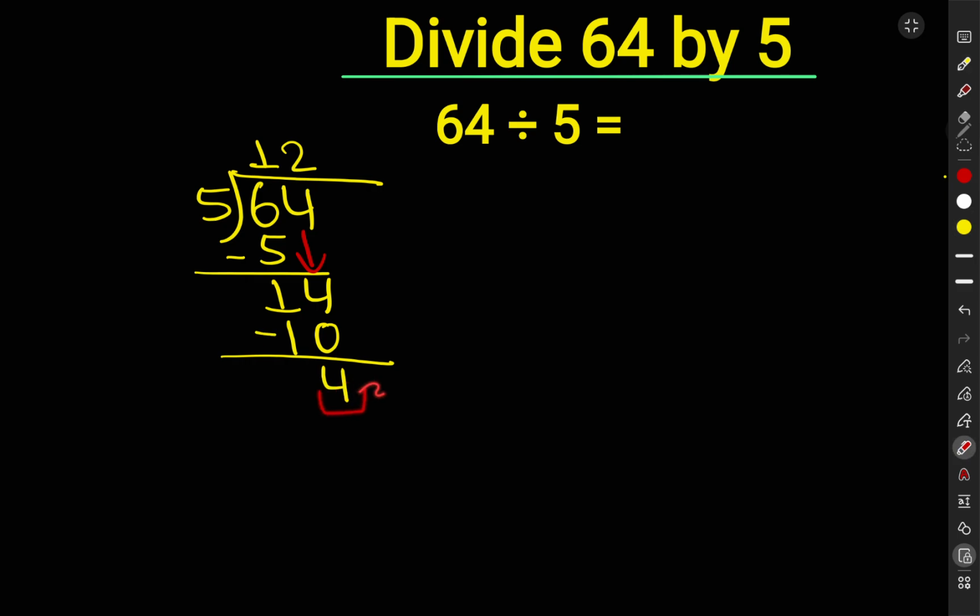So now this 4 is less than 5 and there is no other number to put it down. So we take here decimal so that we put 0. So it is 40 and 5 times 8 is 40. On subtracting we get 0. So 64 divided by 5 is 12.8.